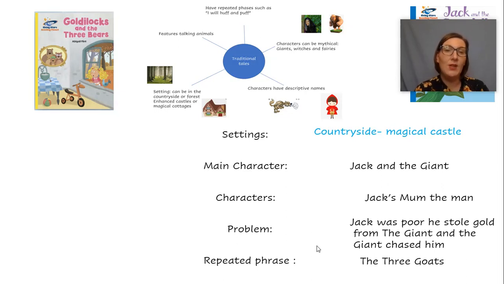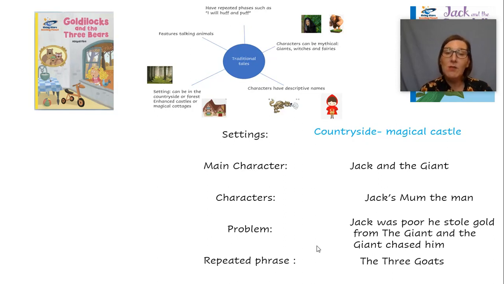Now, what you're going to do for your task today is I know you already know the story of Goldilocks and the Three Bears. And what I'd like you to do is have a think of the setting, who the main character is, who the other characters are, what the problem was in the story, and what repeated phrase kept happening. Then compare it with Jack and the Beanstalk, and then compare it with the three goats and the troll. And I want you to see what's the same and what is different.